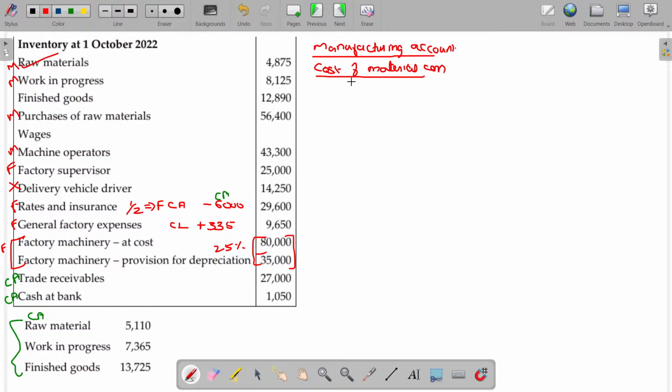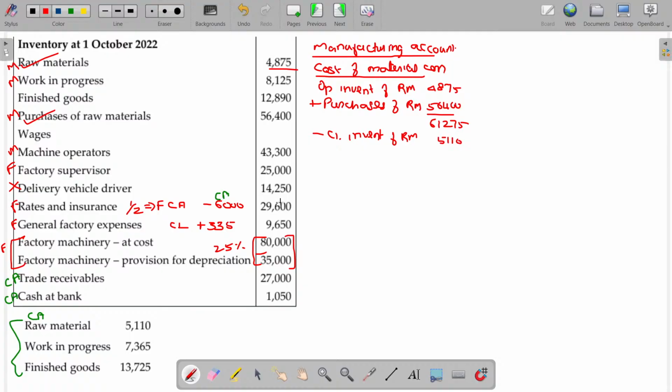Under that, we start with the raw material. Opening inventory of raw material 4,875. Add purchases of raw material 56,400, and 61,275 minus closing inventory of raw material 5,110, this one.